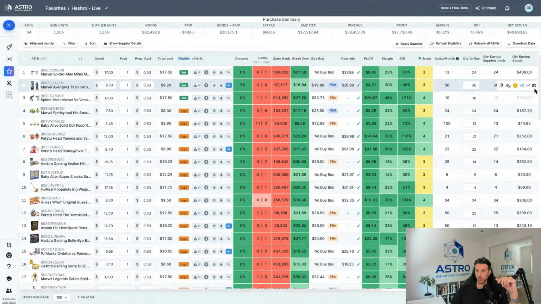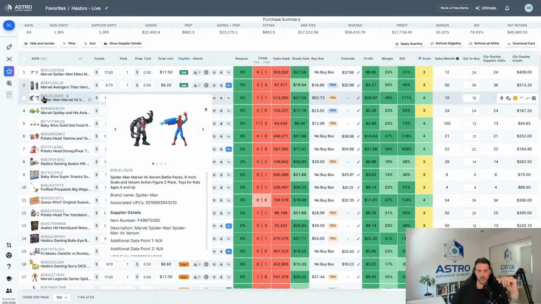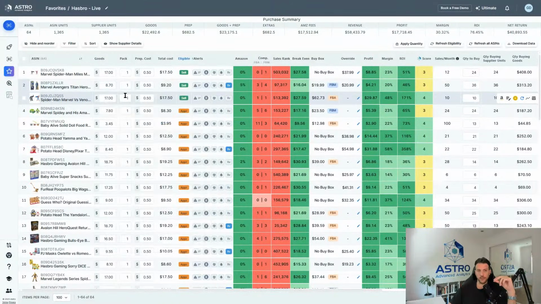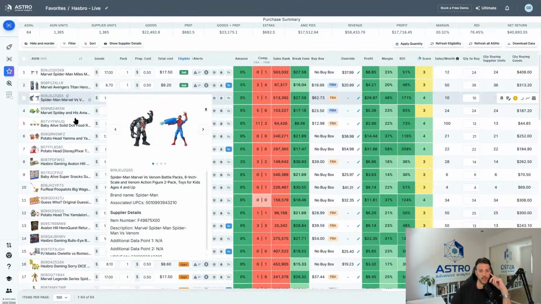Okay, so this one here is 171% ROI. Spider-Man. Okay, so this is a 2-pack. So this one, you need to be careful with. Firstly, yes, it's a 2-pack, something you need to consider, and you need to make sure you're getting the right product. So this is a Spider-Man versus Venom.